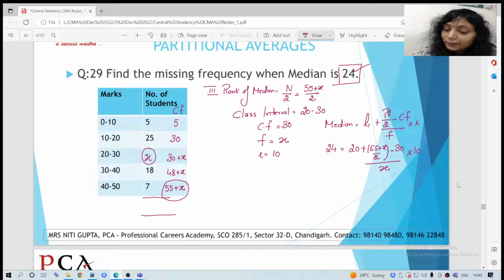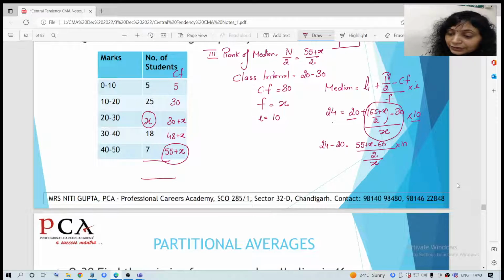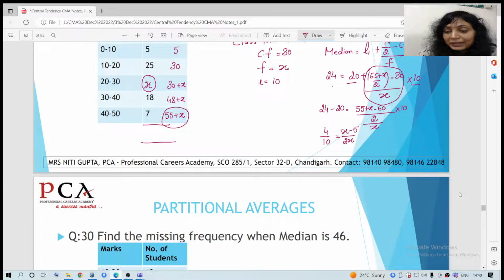Now let's solve the equation. So this is 24 minus 20, because this is a fraction, this is independent and this is independent. So first we have subtracted 20. So this becomes 55 plus x, I took 2 as LCM, so this becomes minus 60 upon 2x into 10. So this is 4 upon 10, that is equal to x minus 5 upon 2x. Now this becomes my equation, that is a linear equation. Cross multiply it.